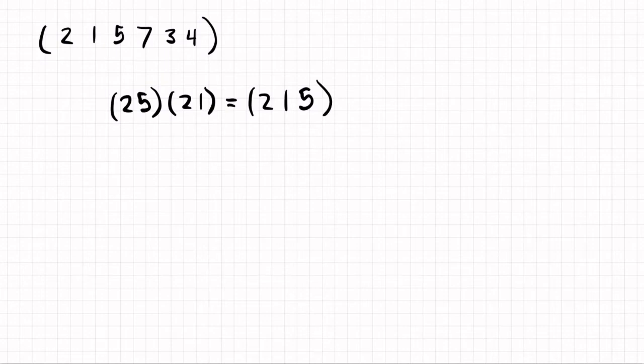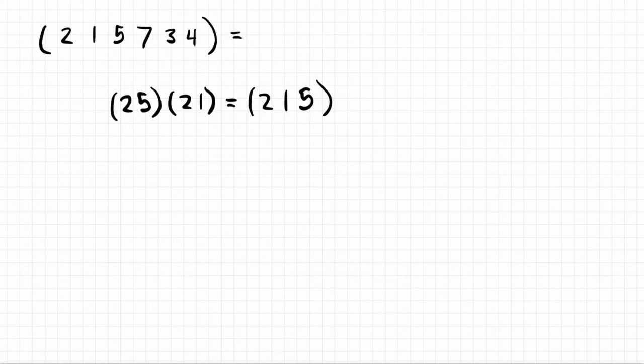What you can notice here is that the 2 was here because it was the first element in this cycle, but it acted as an intermediary for the 1 to get to the 5, like this. And we can extend this idea.